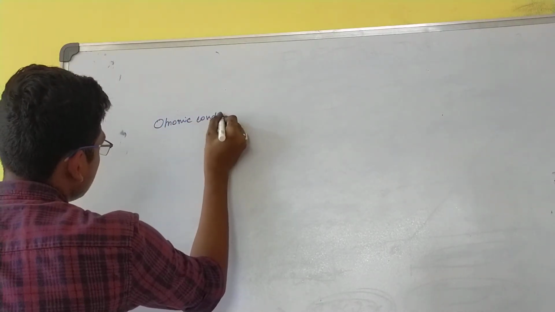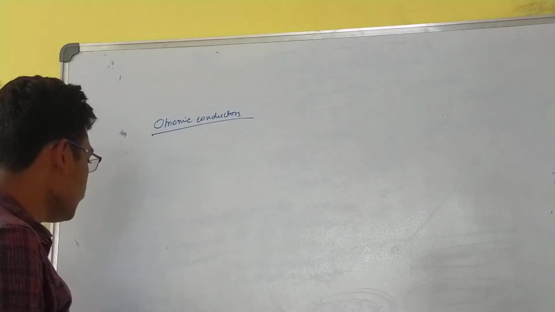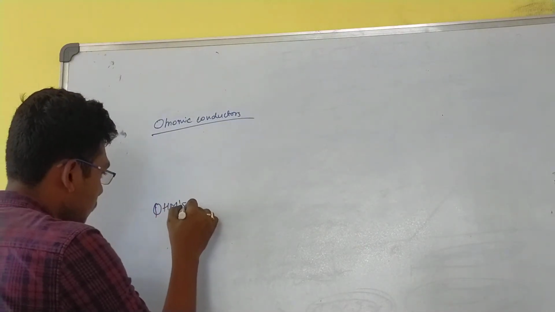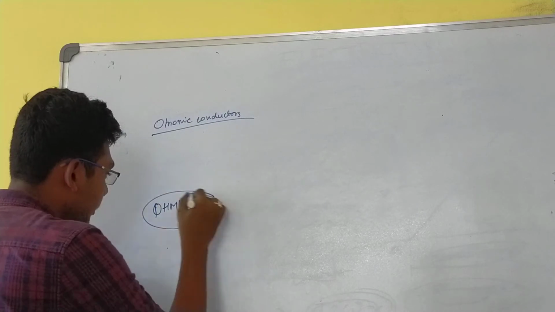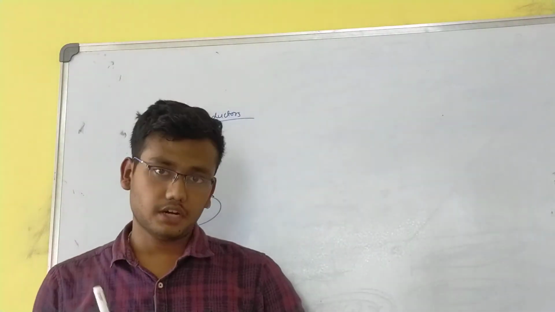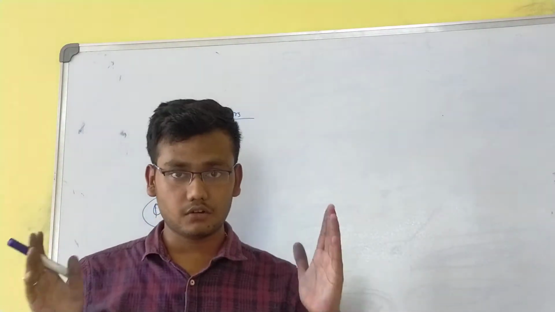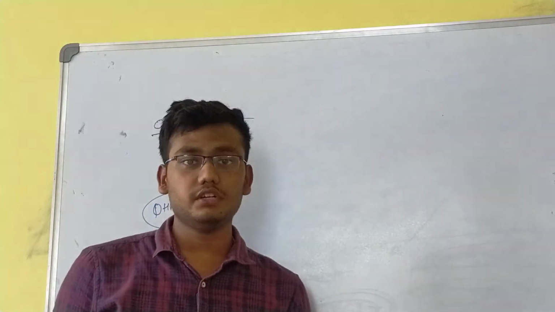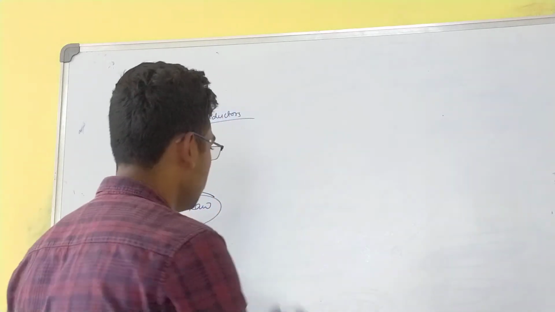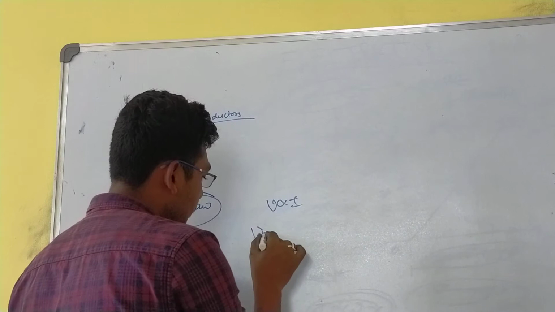In the second lecture, we will be learning about ohmic conductors. What are ohmic conductors? Previously we have learned Ohm's law. What was stated in Ohm's law? It was stated that if a potential difference is created across a conductor, the current flowing through it is directly proportional. So V varies as I, and we have learned one more formula, that is V equals IR.